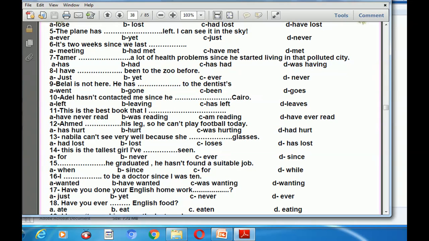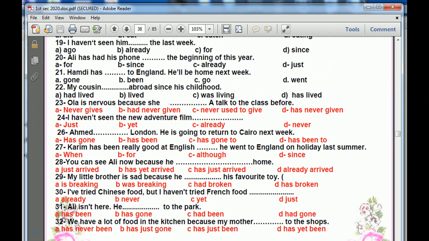Have you done your English homework? Yes, yet. We said that yet came at the end of the question and at the end of the negative sentence. Have you ever eaten English food? Eaten is the past participle from the verb eat. I haven't seen him for the last week. We have the word the last, so we said that the last came with the word for. I haven't seen him for the last week.